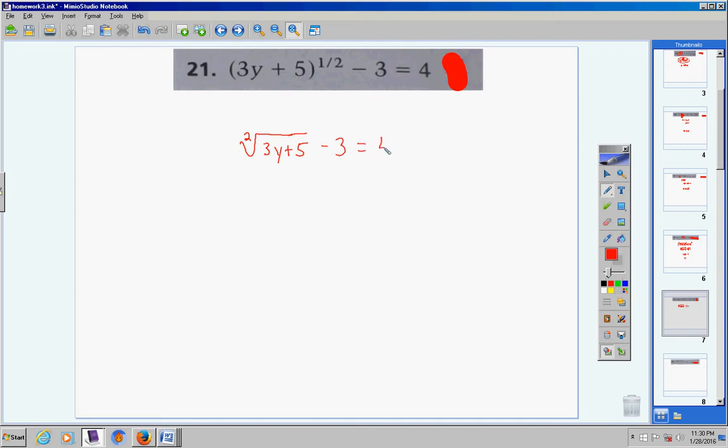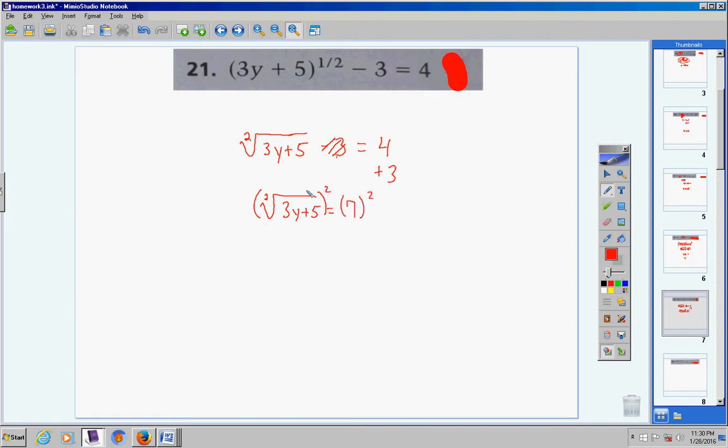So there I wrote it from a rational exponential expression to a radical expression. Now, step 1, isolate the radical. So bring the 3 over and make it a positive 3. So I'm left with the square root of 3y plus 5 equals 7. Now step 2, eliminate the radical. My index is 2. So I'm going to square this side and square the other side.